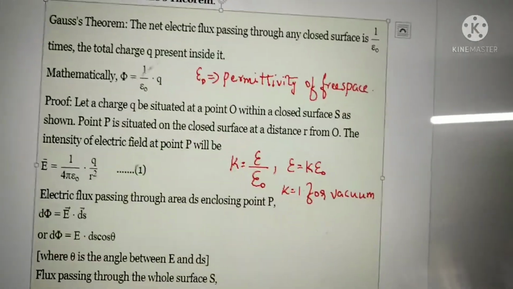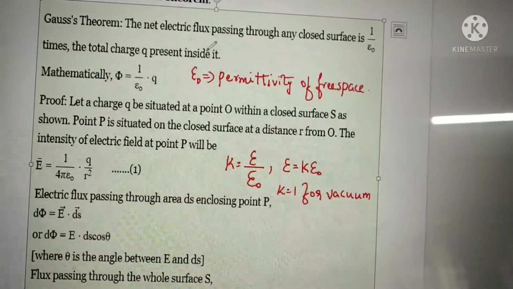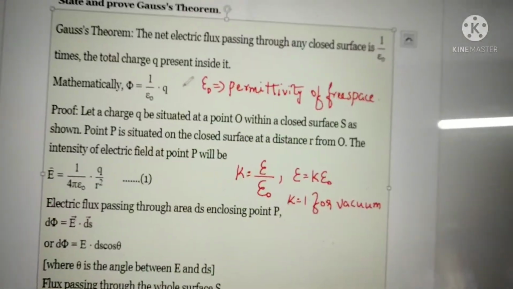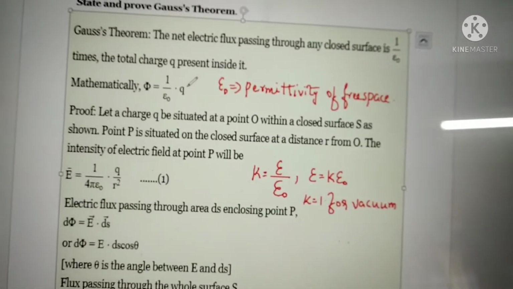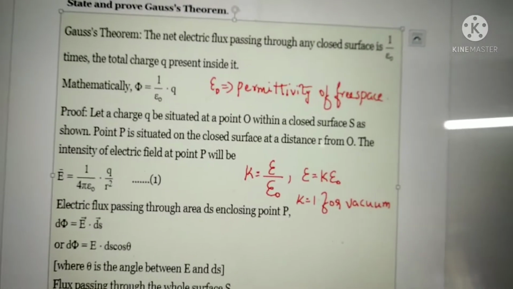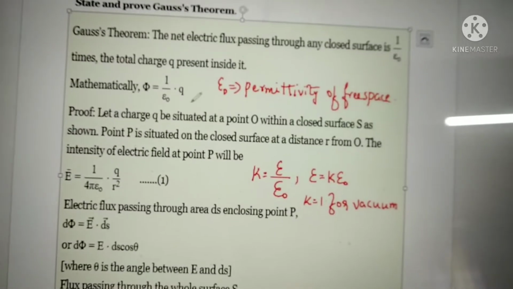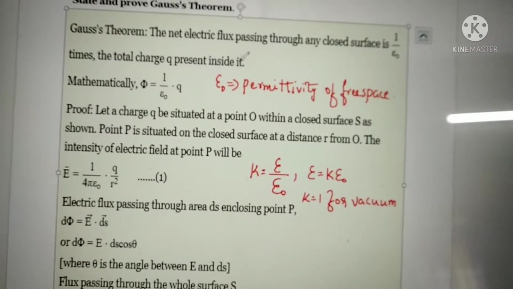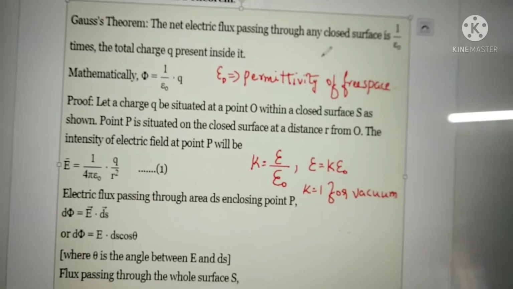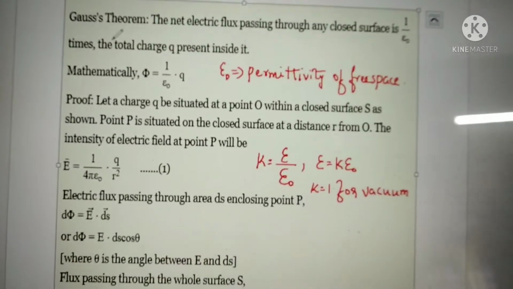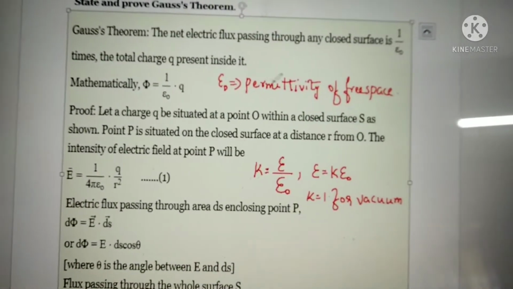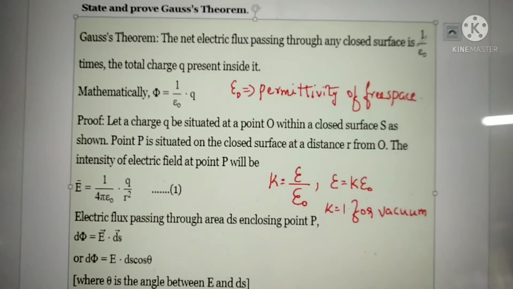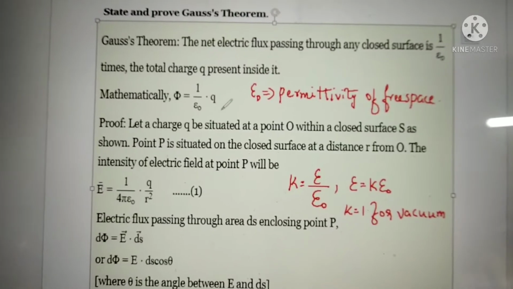Here phi stands for net electric flux. What is electric flux? It is the number of electric field lines passing through a point. In the case of Gauss theorem, we are talking about a closed surface. So through a closed surface, how many electric field lines are passing? That is equal to 1 by epsilon naught into Q.